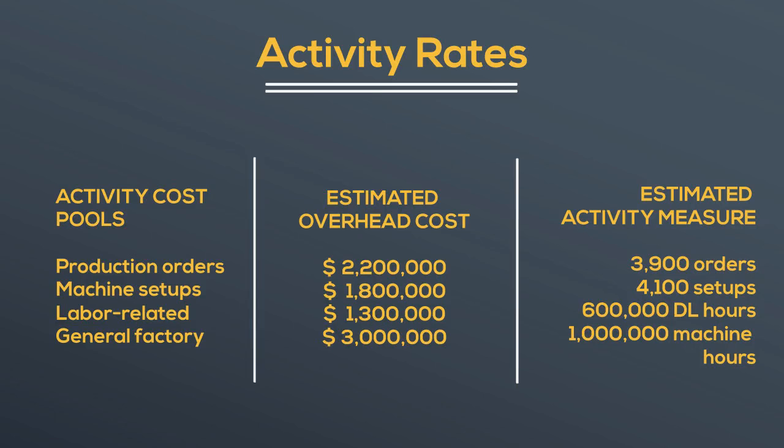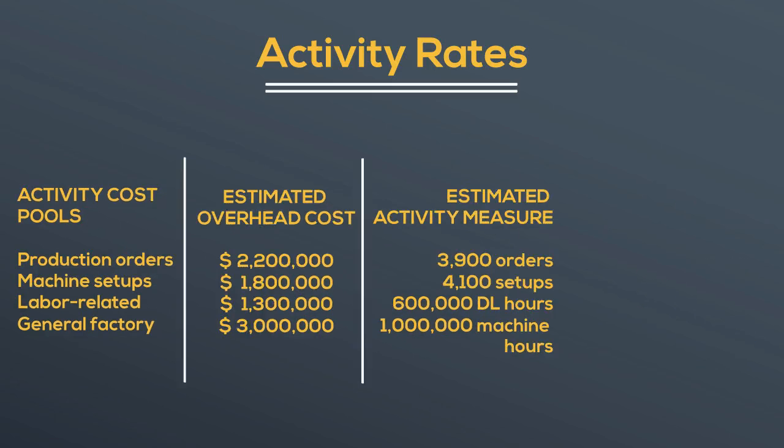We could make 3 different types of products or 3,000. Either way, we would estimate cost and the activity measures for all of these products and add them together by category to get these numbers. All that is left to calculate our activity rates is to divide the total estimated overhead cost for each activity, those cost pools, by the total estimated activity measure for each of those activities.